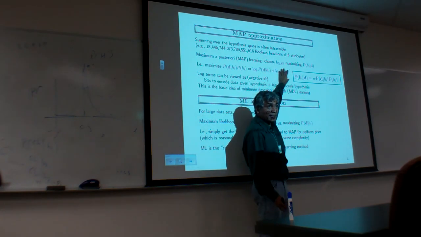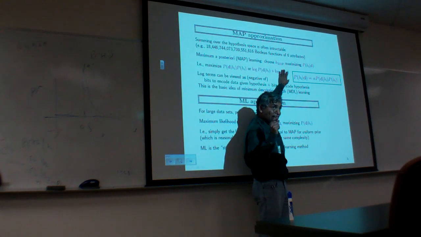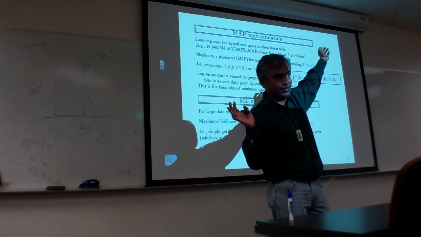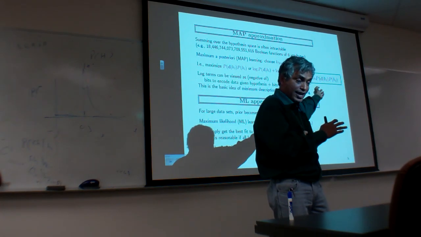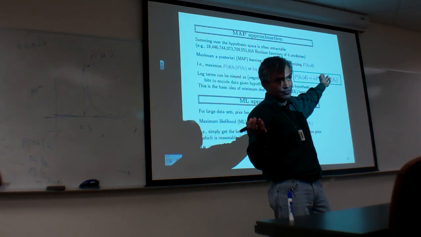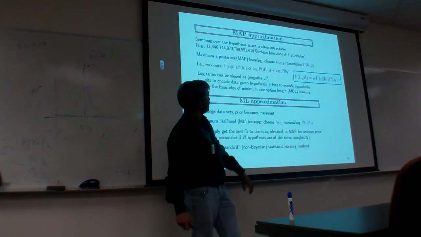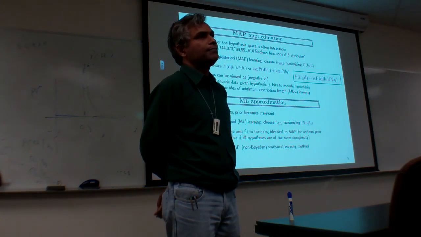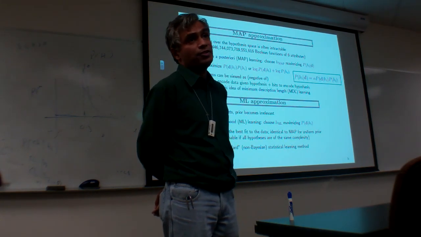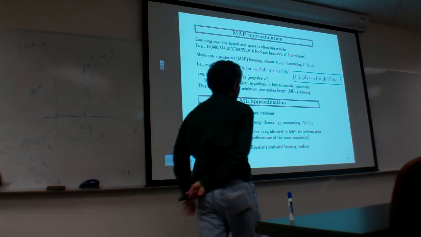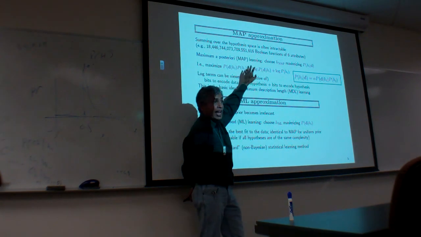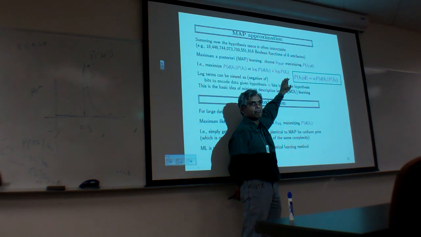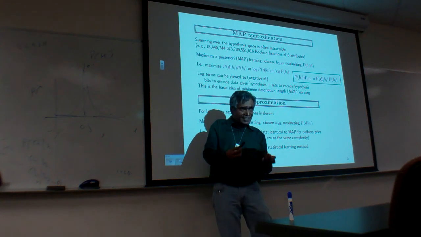But where is the part about phi? It's the beautiful hypothesis. We have priors on what hypotheses are beautiful and what are not, what are more likely upfront and what are less likely upfront. And if you take both of them, that is called maximum a posteriori approximation to learning. The beauty of this is you not only care about how well your hypothesis explains the data, but you also care about how likely the hypothesis is.